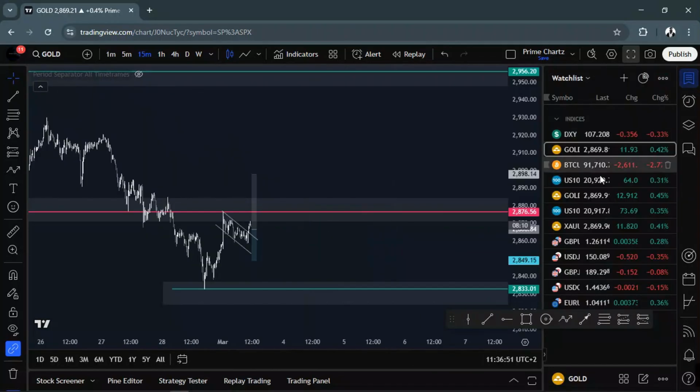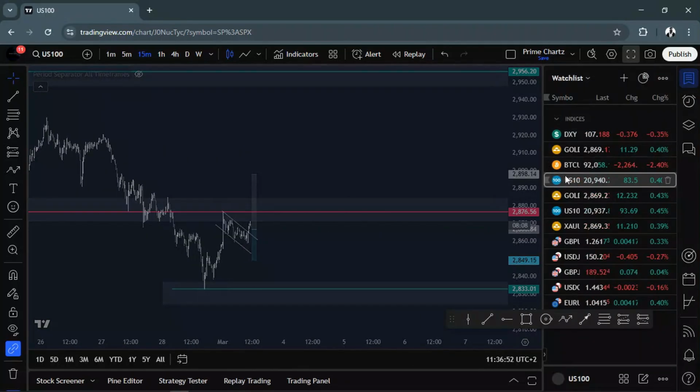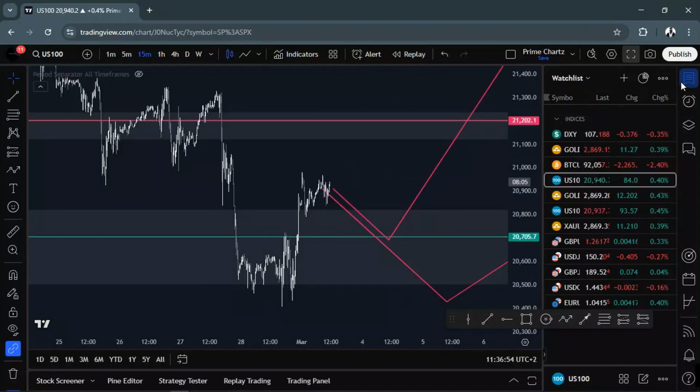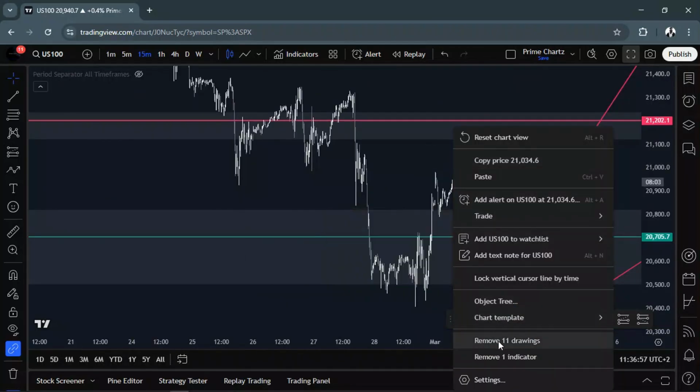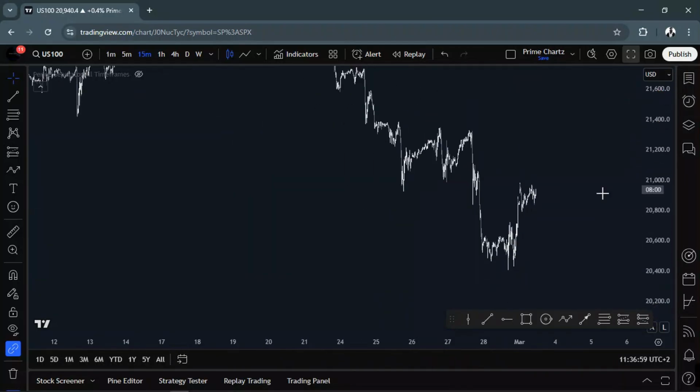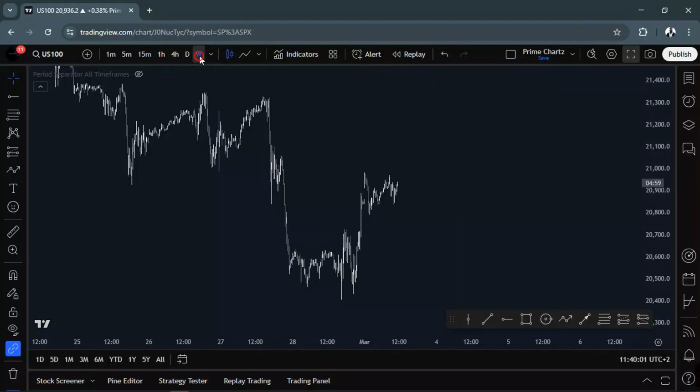Now let's take a look at Nasdaq. Let's remove all of these and go on a weekly time frame.